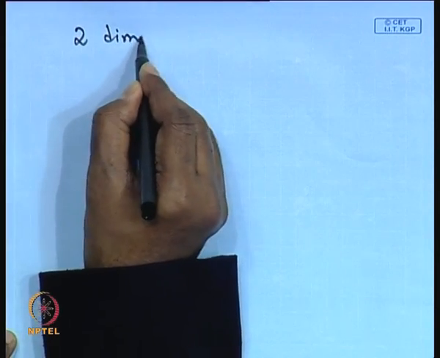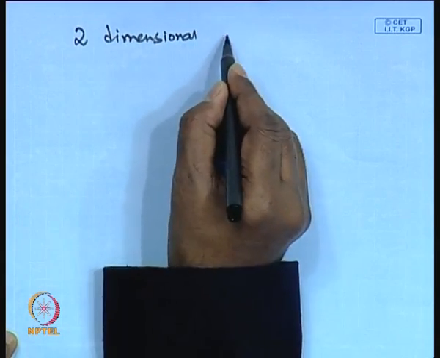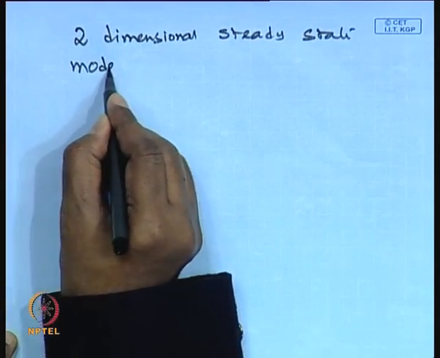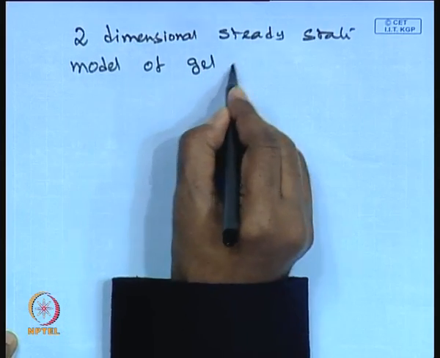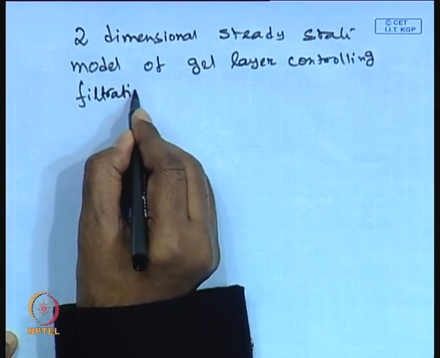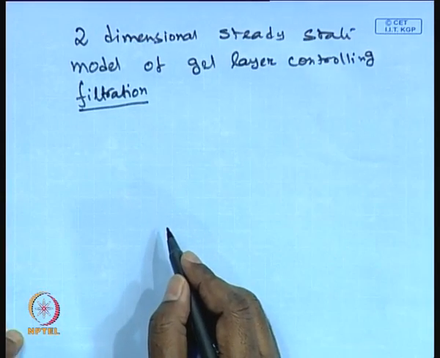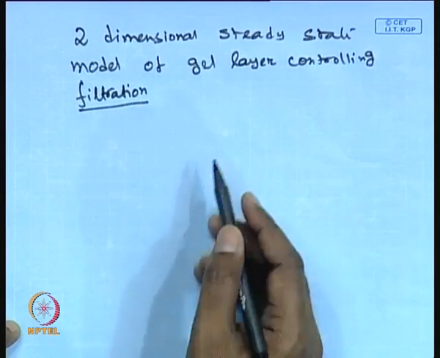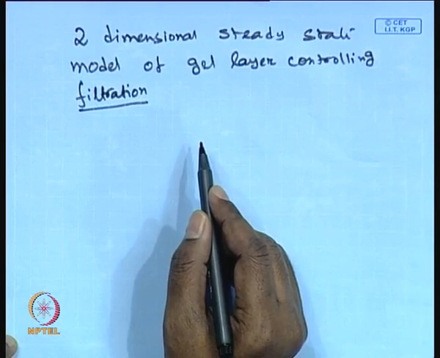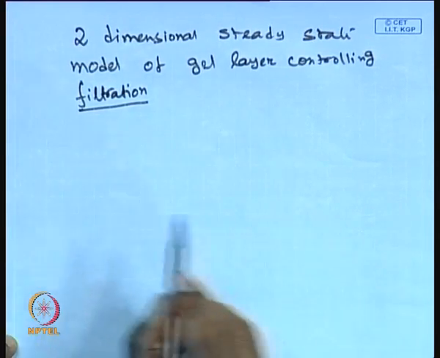Now let us look into a two dimensional model, or improved version of the two dimensional steady state model of gel layer controlling filtration. Okay, so what is the feature of this? Here the gel layer grows and the thickness of the concentration boundary layer will be a function of x. So it is growing. It is not a constant film.